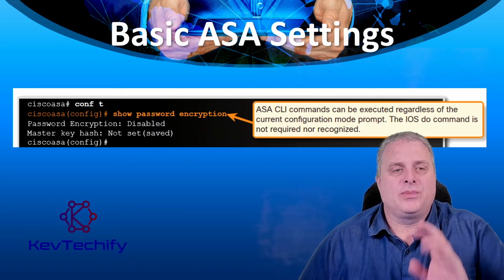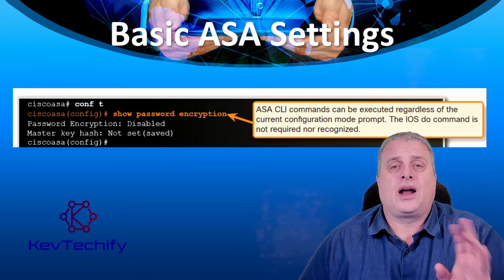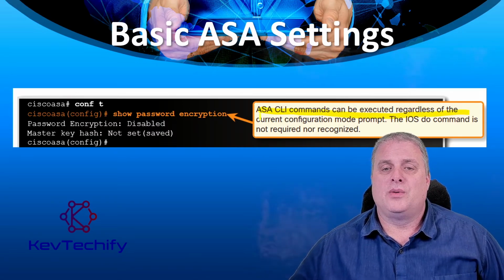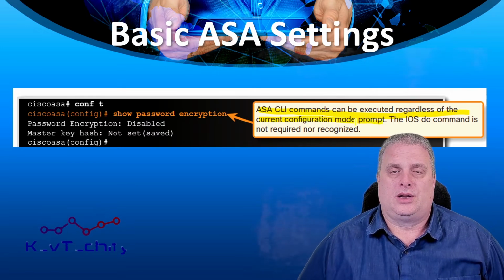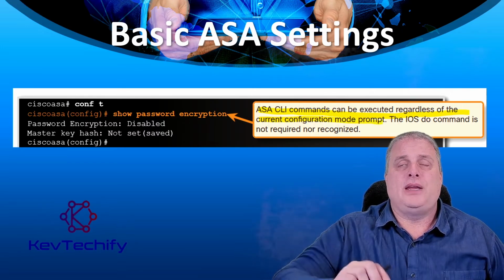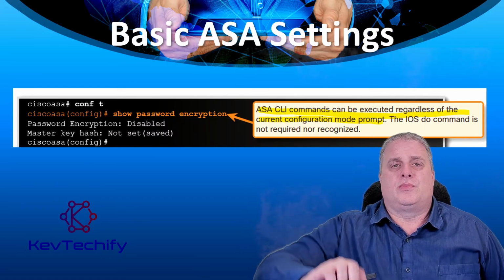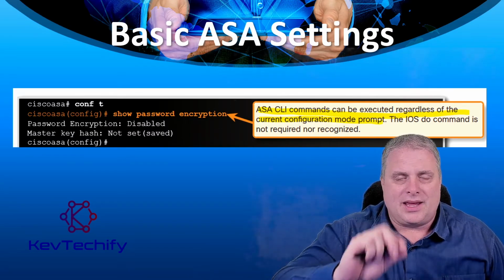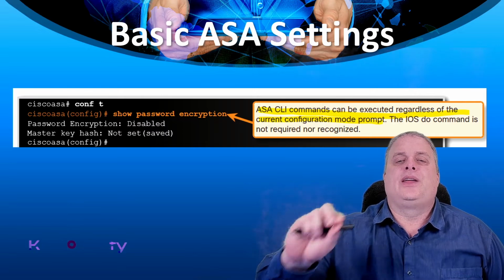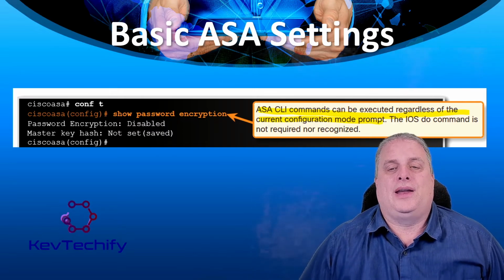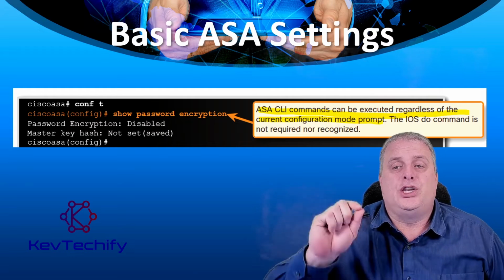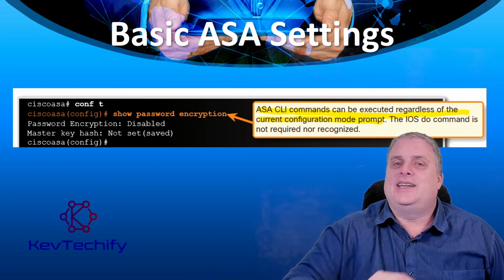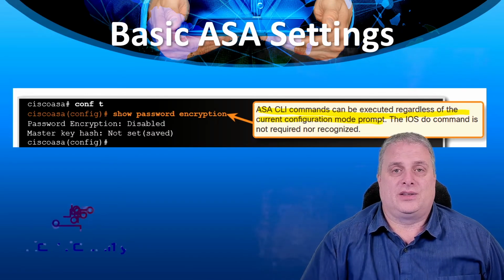On the ASA, something to note that is different from the router IOS is that ASA CLI commands can be executed regardless of the current configuration mode. What that means is you don't have to be in user exec mode, privileged exec mode, or global configuration mode. The commands you enter will be executed regardless of what configuration mode you are in. Some of us are used to using the do command in the Cisco IOS for routers and switches. The ASA does not even recognize that as a valid command.